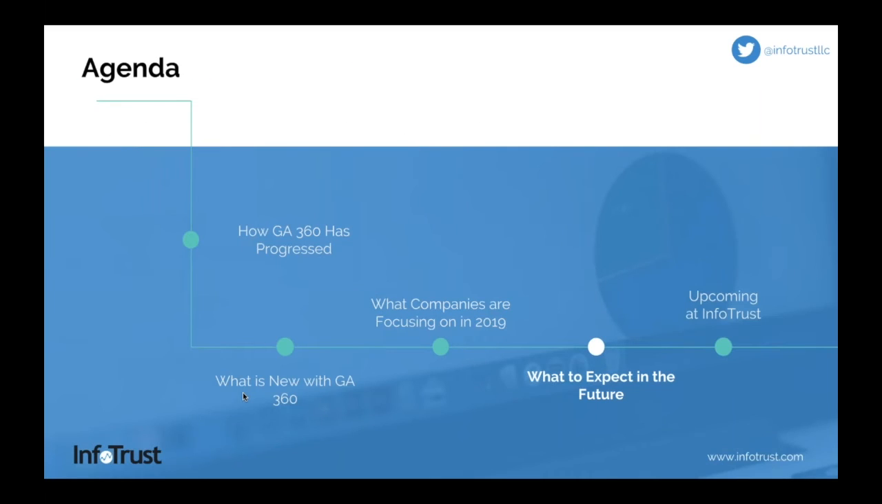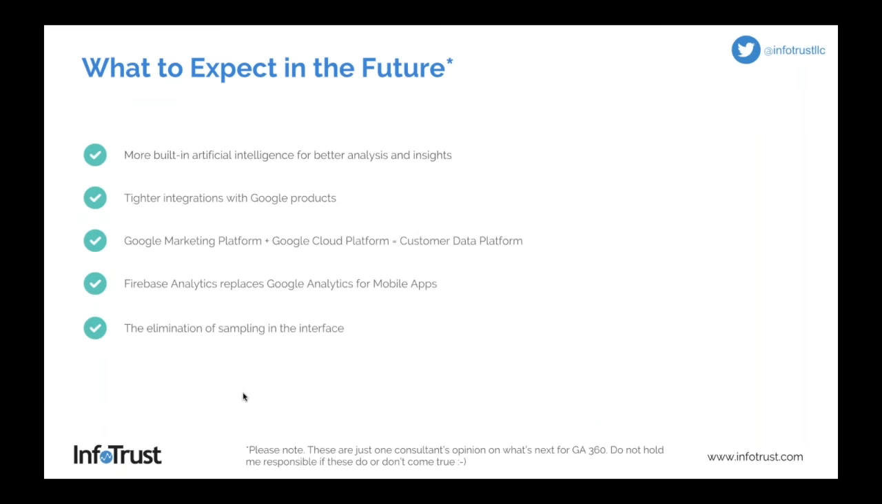So now, what to expect in the future. We do have a contract with Google. We're not allowed to talk about future releases, but I am going to walk you through some of the things that I expect to happen within GA in the Google Marketing Platform over the next year or two. One of the big pieces that we think is going to happen is that built-in artificial intelligence is going to get better and better. It's going to be used for more things within the interface. I'll walk you through that. Tighter integrations with Google products, this happens on a regular basis.